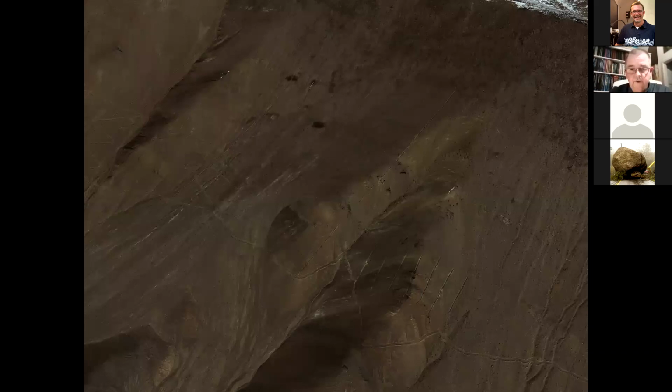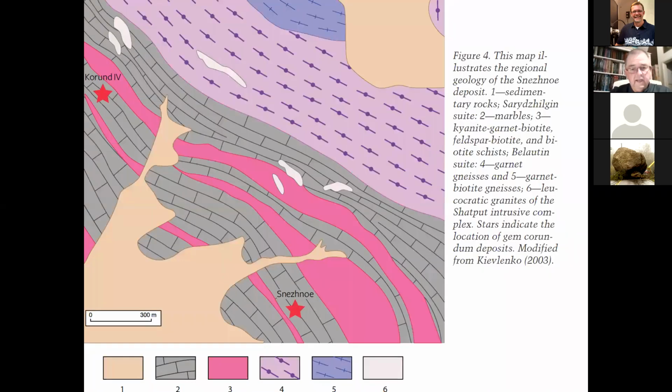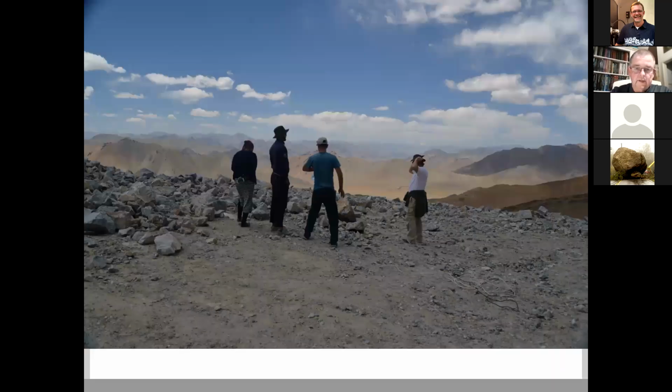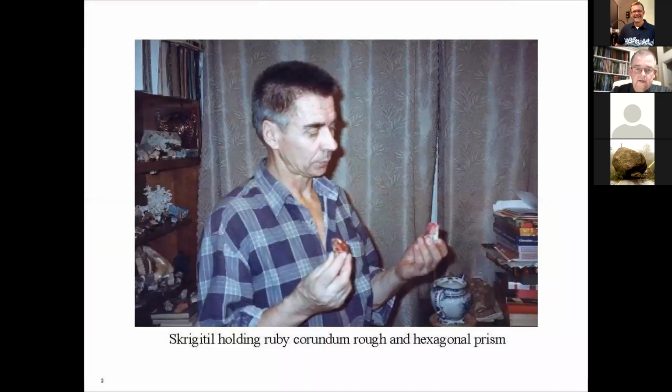You can see those trenches, and they made trenches along 8 kilometers of this ruby mineralization, and it extends 30-40 kilometers well into China. Here is a geological cross-section just showing the limestones. And here is another detail. I will not go into that. Here is a view from Nadezhda. And here is Kukhilal with the gem ruby rough.